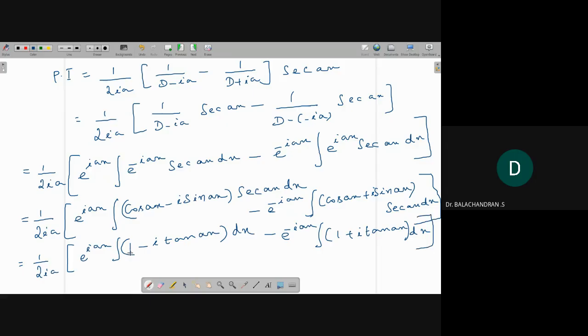So now the next step, you should integrate. Integration of dx is x. Integration of tan ax is log of secant ax by a.